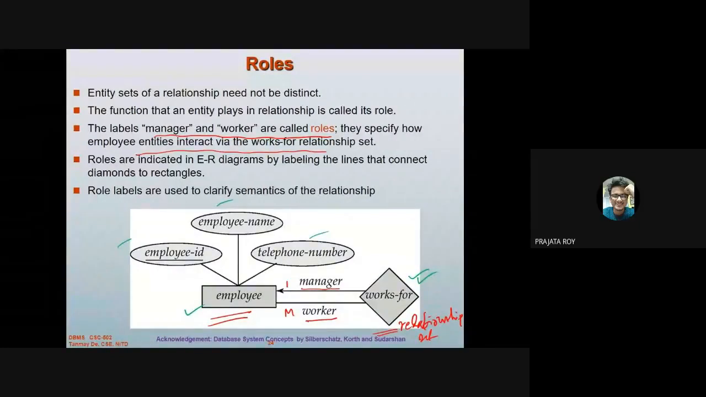Could you repeat, sir? I could not understand the example of role, sir. Uh, you try to think.